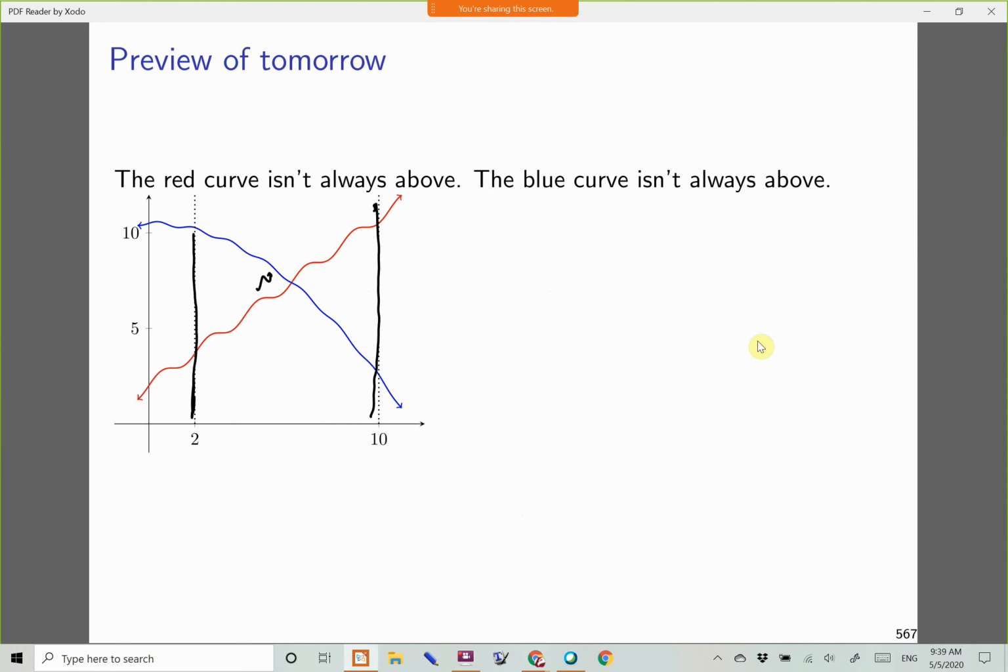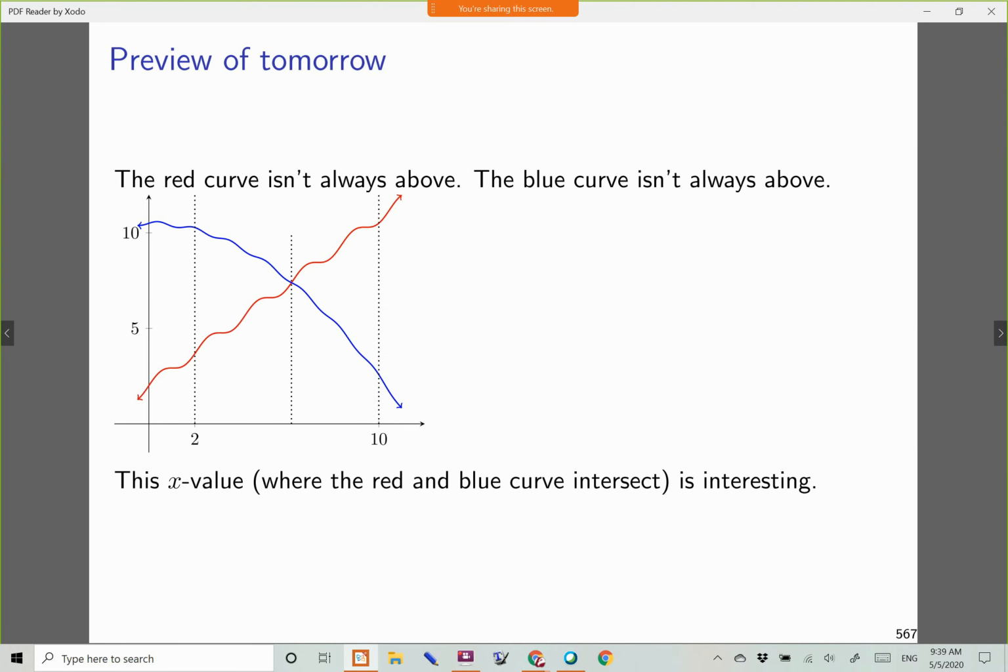Well, there's this region and this region, these two regions, and you'll notice the red curve isn't always above. For that matter, the blue curve isn't always above. Sometimes the red curve is above, sometimes below, sometimes the blue curve is above, sometimes below. The fix for this situation, which we are not dealing with today but will look at tomorrow, is actually not that bad. The fix is just this x value right here, where the red and the blue intersect.